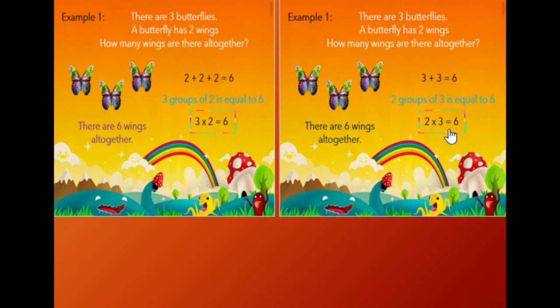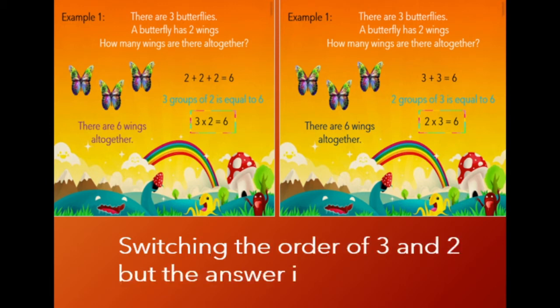But still again, the answer is still 6. There are 6 wings altogether. And that is what we mean about switching the order of the two numbers. Even if we change the position of the numbers, the product or the answer is still the same. Okay? Very good. Next one.